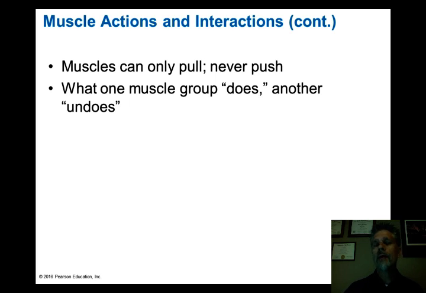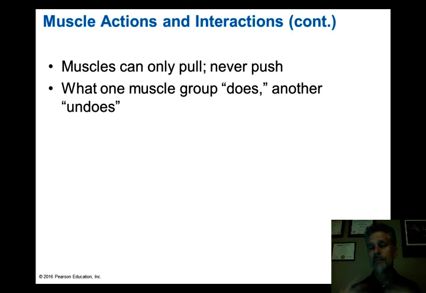So remember that when we were learning about the sliding filament mechanism, when we stimulate the muscle, it contracts, right? So we have the sliding of those thick and thin filaments. The thin filaments are moving past the thick filaments, shortening the sarcomere, shortening the muscle cell, shortening the muscle itself. So we stimulate it and it contracts and shortens, and then when we stop stimulating it, it relaxes. So it's always going to pull. It's never going to push.